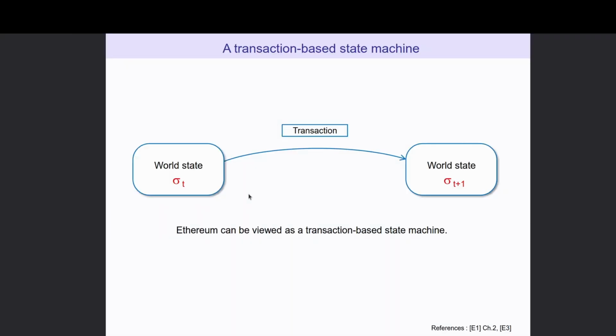Generally, it can be thought of as a distributed state machine defining a state transition function. As you can see in this slide, we have some initial world state and we define a state transition function, which in case of EVM is a transaction. And after applying that, we are ending up with a new world state.